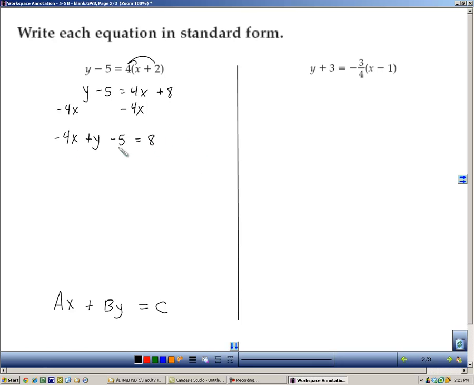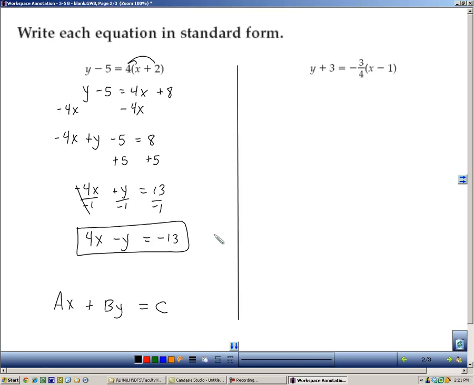Now the x and y are in the right spot, but I have to move this 5 away, so I do that by adding 5. So negative 4x plus y equals 13. Now it looks pretty good, but remember I said we'd like the x value to be positive. So I'm going to divide everything by negative 1, and that way I can cancel out the negatives here and make it a positive 4x, but then that turns this to a minus y, and this is a negative 13. And so now this is in standard form: 4x minus y equals negative 13. It's the same line that we started with, it's just written in a different form. This one up here is point-slope form, this one down here is standard form.